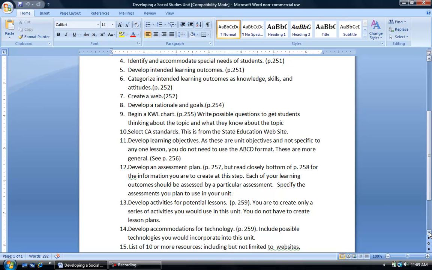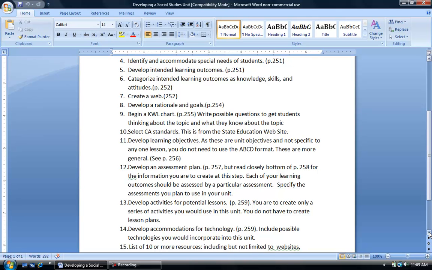Step 13 is for you to develop activities for potential lessons. You do not need to create lesson plans here, okay? I don't want necessarily lesson plans, but I do want a list of activities, maybe somewhat in sequential order, if you can think of it that way, that you would use in this unit, okay?